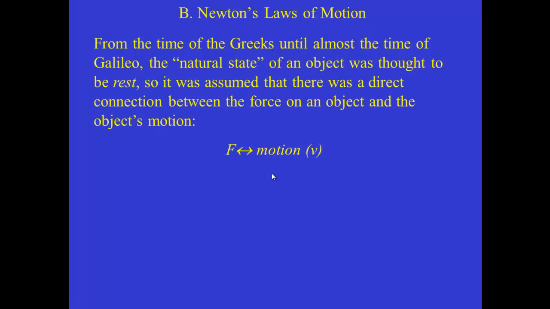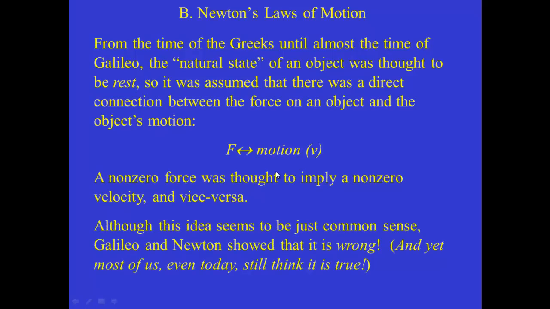And they often tried to do this. And it was a very natural thing to do. But it's also very misleading, and we see it today as being wrong. The reason that they thought this way was that a non-zero force, they thought, implied a non-zero velocity, and vice versa, right? If an object's moving, there must be a force acting on it. The great contribution of Galileo and Newton in the history of science, and what we now think of as mechanics, is they showed that this is wrong. And yet, even today, most of us, even many physics students, still think that this is true. So I hope to show you in this section of the course why it's not true.